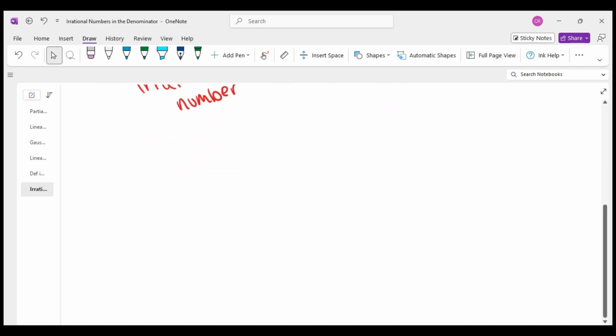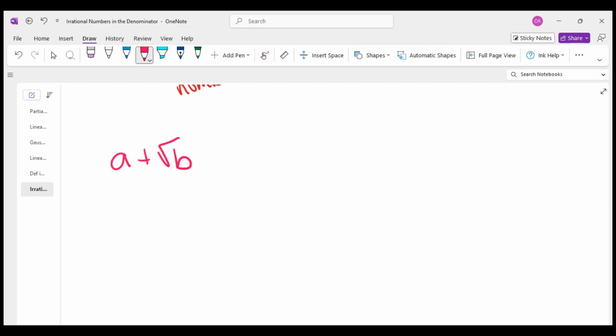So that was one of the simpler terms. However, you may be asked to rationalize using what are called conjugates. So for binomial denominators that include square roots, we have to multiply by the conjugate. The conjugate is the reverse sign between terms. And what I mean by this is, for example, if we have a plus the square root of b, then the conjugate will actually be a minus the square root of b, right?